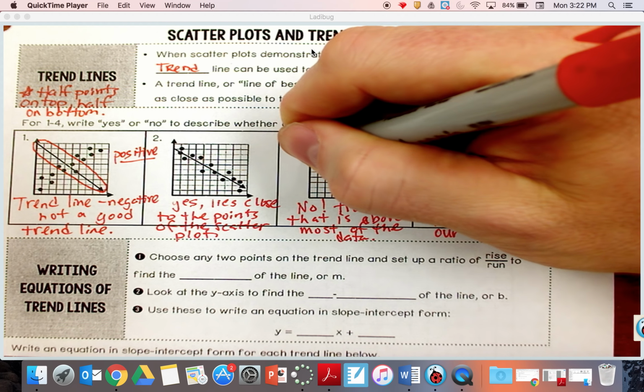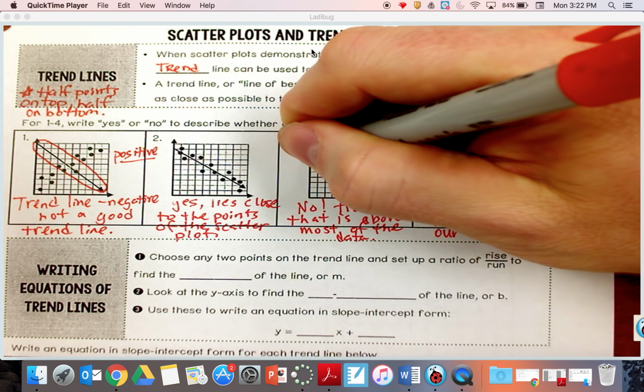Those first lines that they give to us are lines above and below, and it doesn't split our data into half, so it's not a very good representation. So we had a good representation in number 2. Number 1 is not, because it's not following the same trend as our scatter plot. Number 3, number 4, it's not close to all the points that are on there. So that's kind of like how you get to draw a trend line. That should be the easy part.